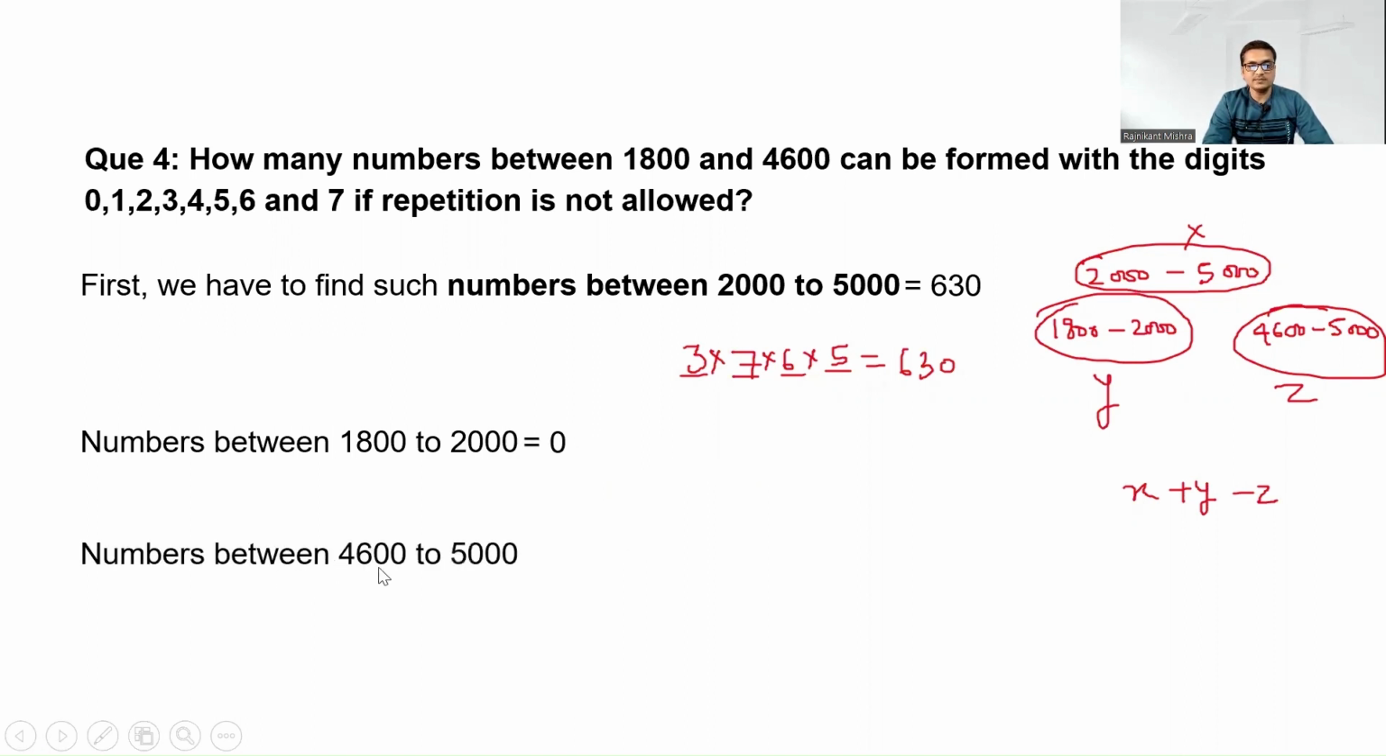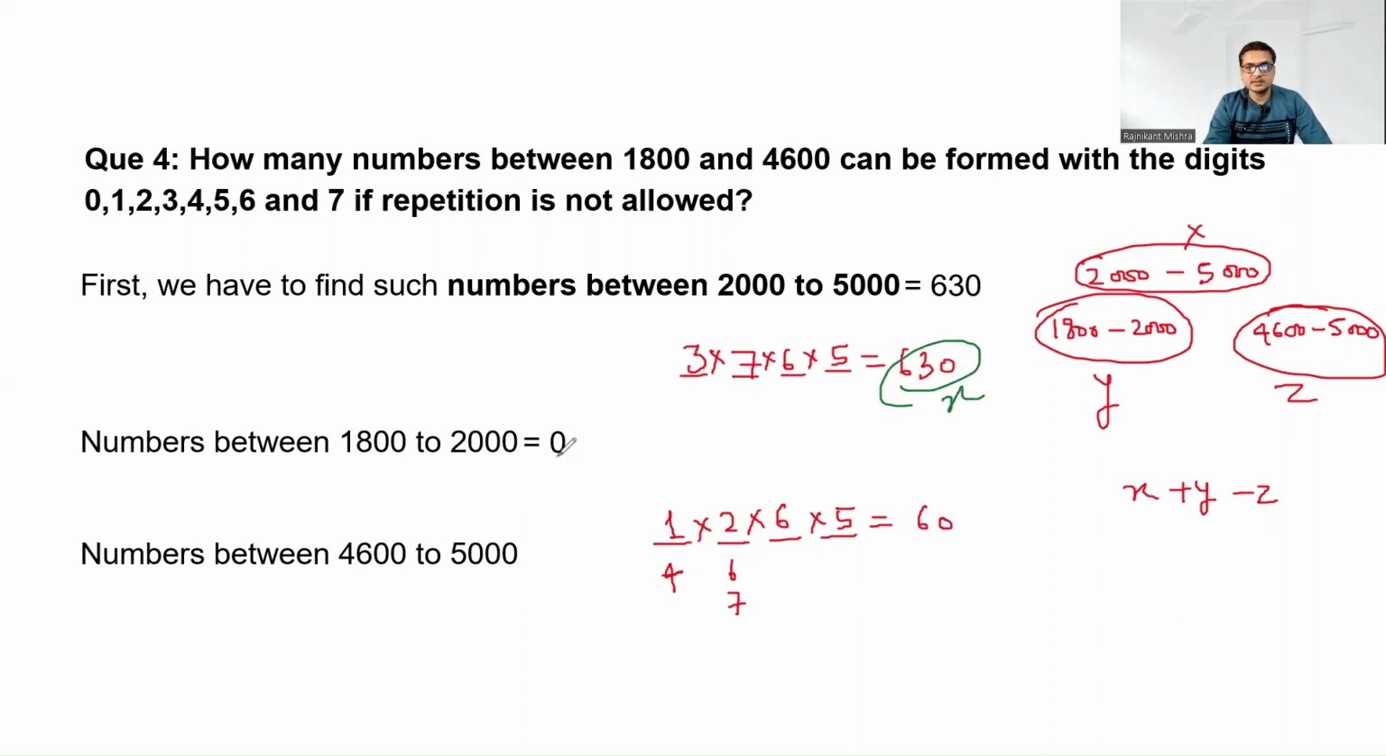Now we calculate the numbers between 4600 to 5000. We have 4 positions. At first place, we can put only 4. So number of choices is equal to 1. At second position, we can put either 6 or 7. So number of choices is equal to 2. For third place, 2 options out of 8 are removed. So the number of choices remaining are 6. And for unit place, 3 options out of 8 are removed. So the remaining choices is equal to 5. Now multiply all these numbers. The result is 60.